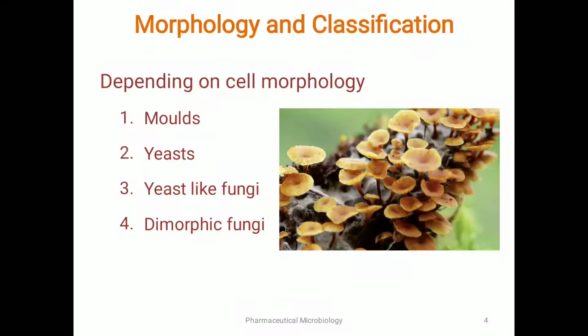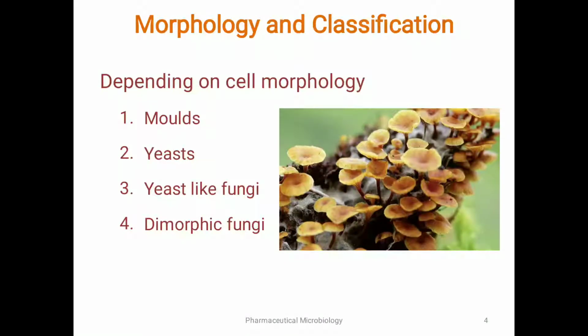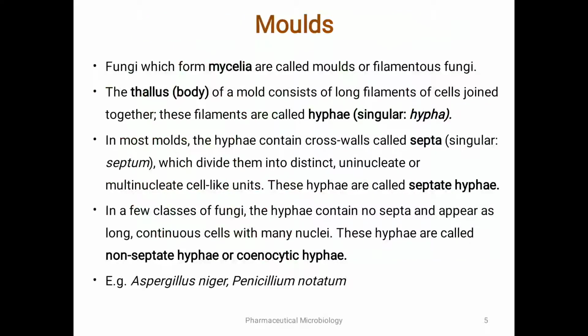We will see the morphology of fungi. The fungi can be classified on the basis of cell morphology. There are generally 4 types of fungi: molds, yeasts, yeast-like fungi and dimorphic fungi. We will see these classes one by one. First type is molds. Fungi which form mycelia are called molds or filamentous fungi.